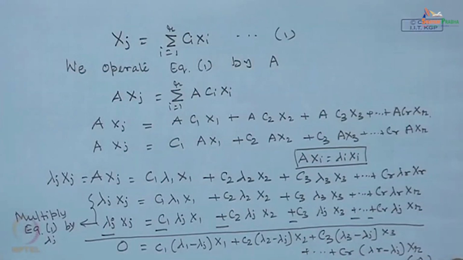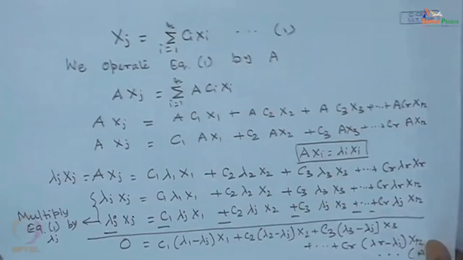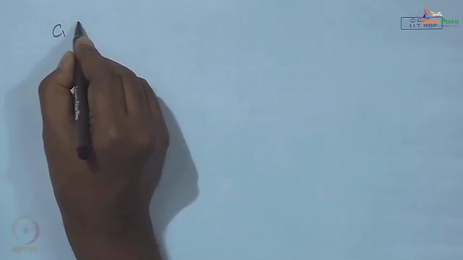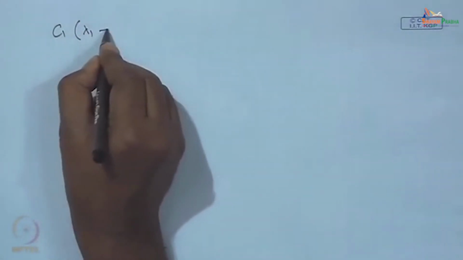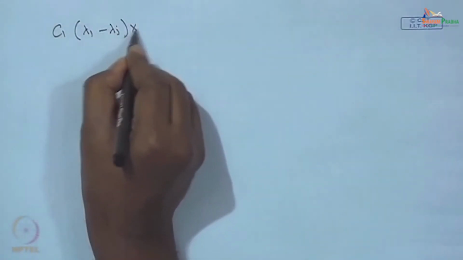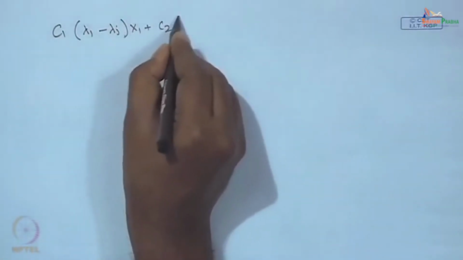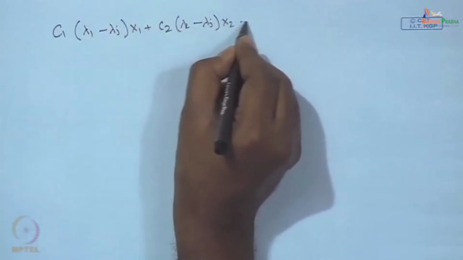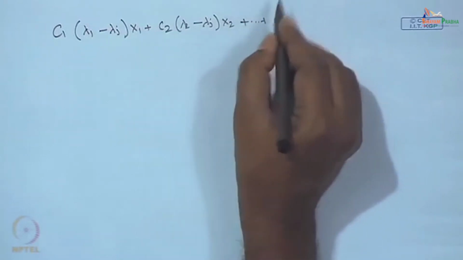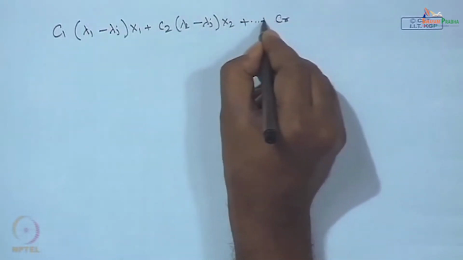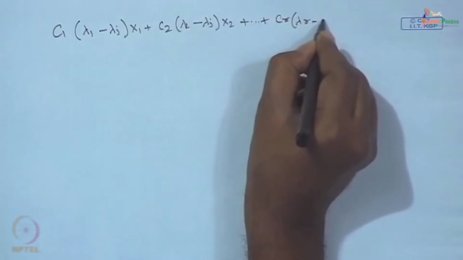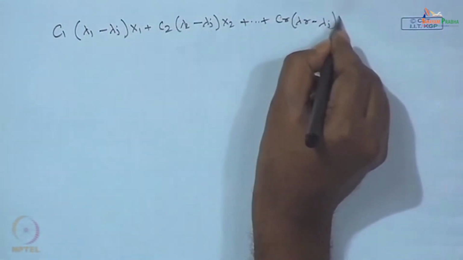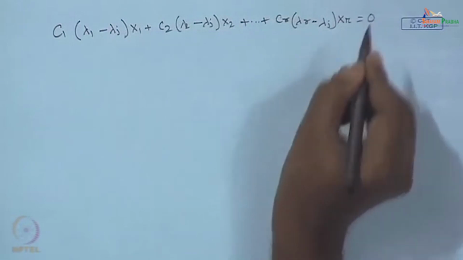So, let us call this equation number A. Let us write down equation number A once again for convenience: C 1 times lambda 1 minus lambda j x 1 plus C 2 times lambda 2 minus lambda j x 2, likewise up to C r times lambda r minus lambda j x r is equal to 0.